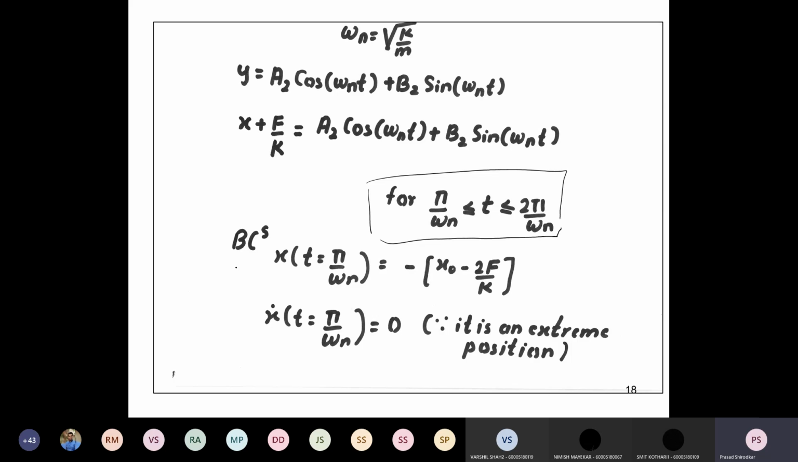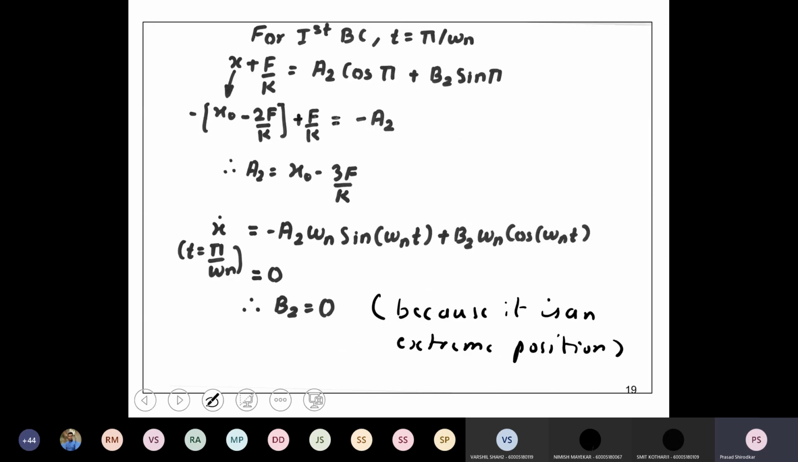One of the boundary conditions we got from the first half of the cycle: for t is equal to pi by omega n, the displacement is minus x0 minus 2f by k. The second boundary condition is x dot, the velocity at t is equal to pi by omega n, is equal to 0 because it is an extreme position. So velocity at extreme positions will be 0. We substituted these boundary conditions and found the constants a2 and b2. So a2 is x0 minus 3f by k, and b2 is 0, again because it is an extreme position.